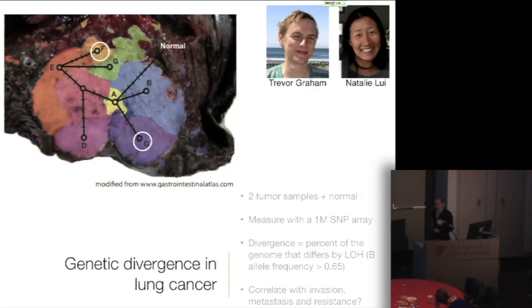So to measure diversity, you need at least 2 samples to see how different they are. So we took 2 samples from each tumor, and we have the normal as well, so we can look to see what areas of the genome have lost heterozygosity. We apply SNP arrays to each of these samples as well as the normal tissue, and just calculate the divergence between the 2 samples, which again is just the percent of the genome that differs based on loss of heterozygosity.